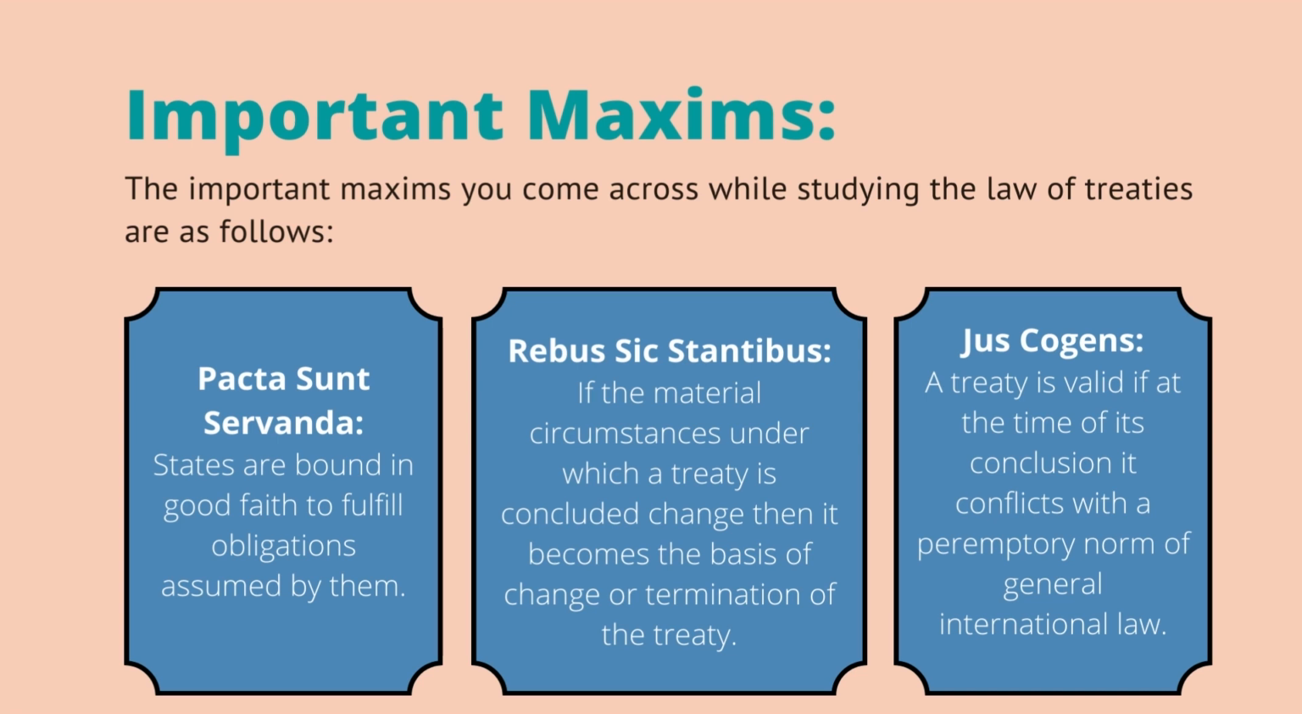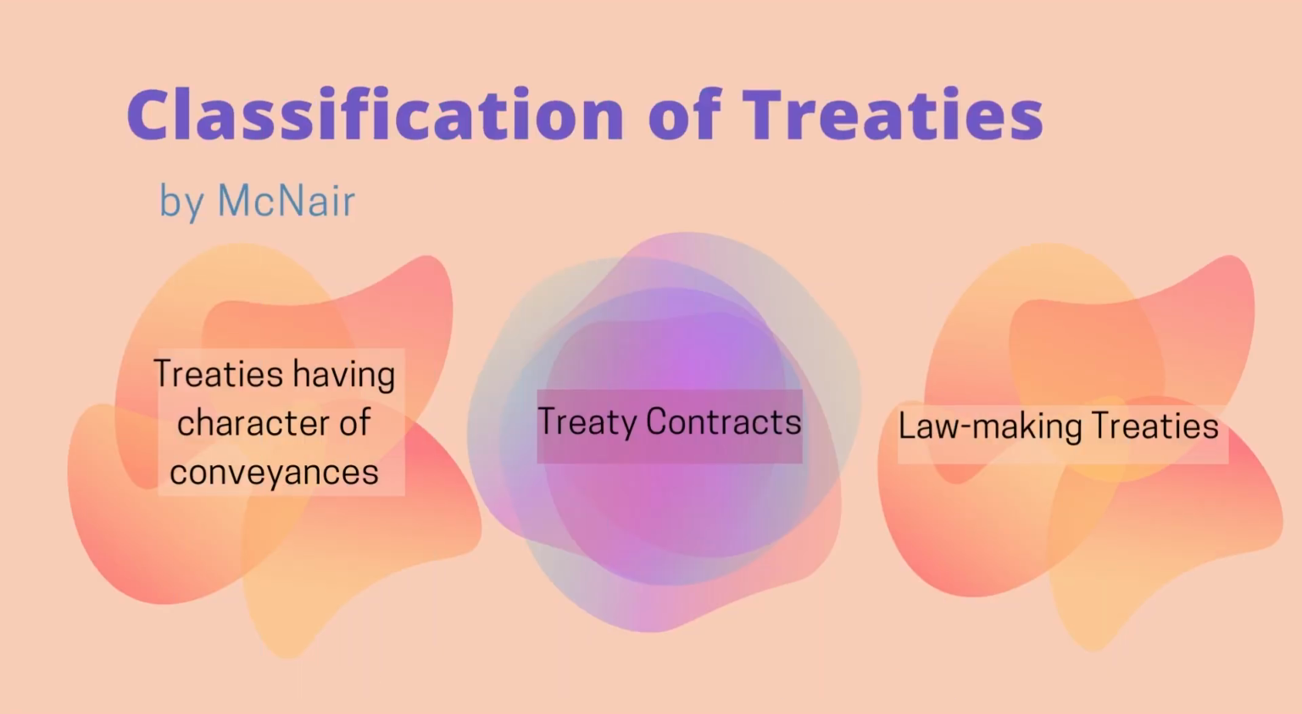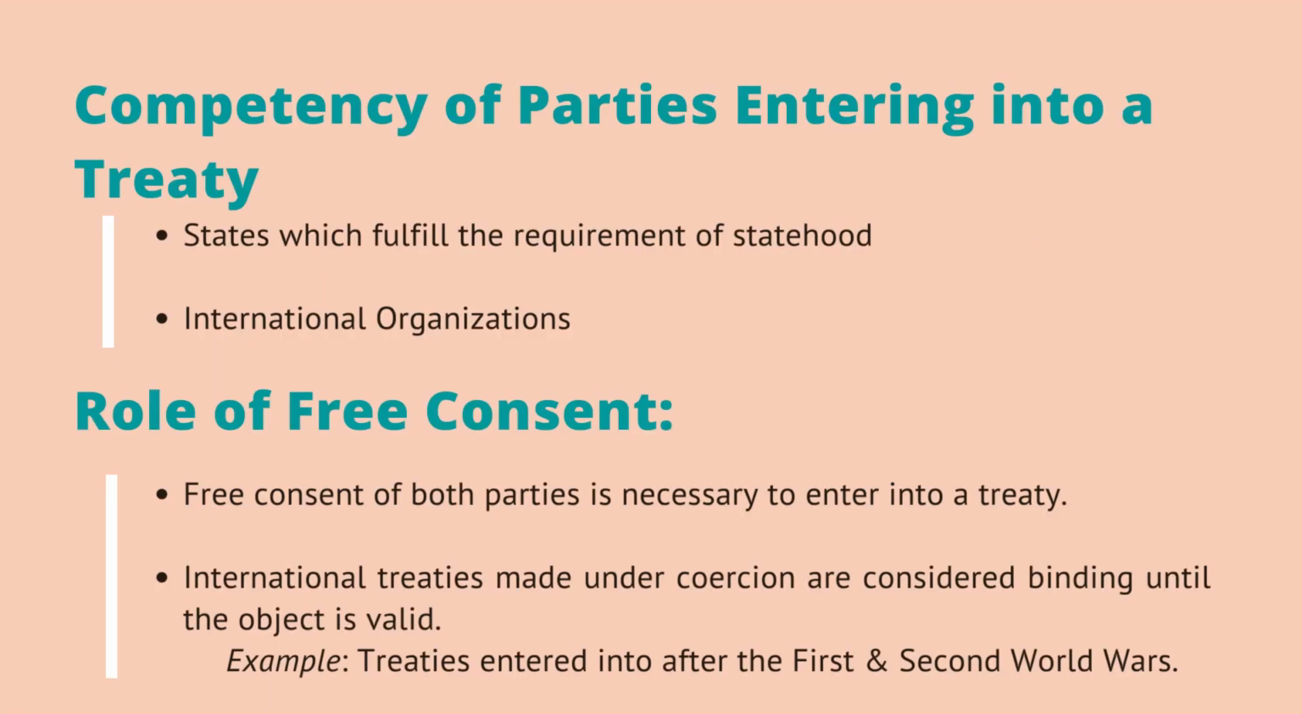Third is, jus cogens. It means a treaty is void if at the time of its conclusion it conflicts with a peremptory norm of general international law. McNair classified treaties in three categories. First, treaties having the character of conveyances. Second, treaty contracts. And third are, lawmaking treaties.